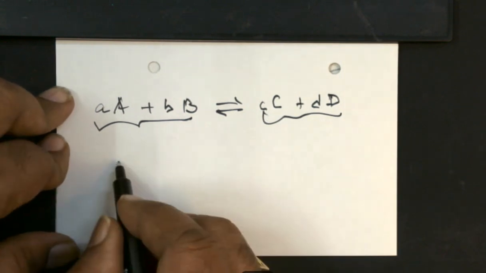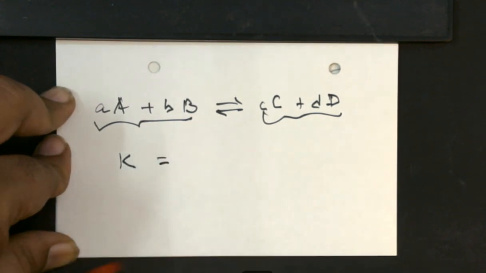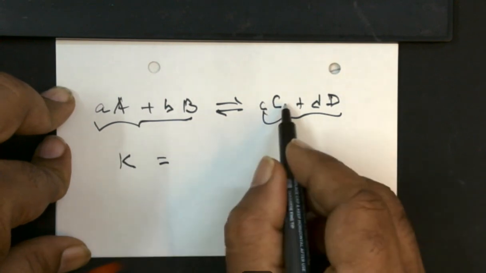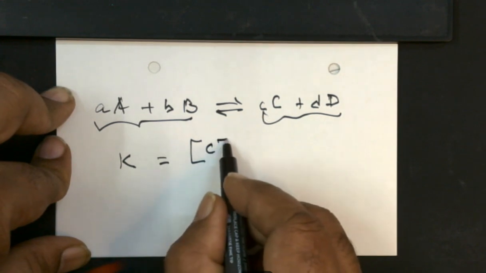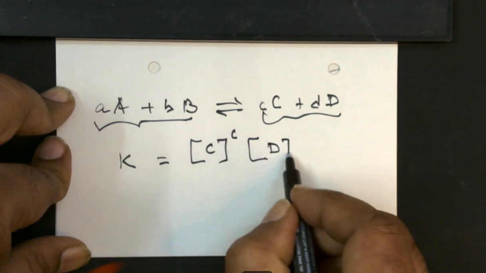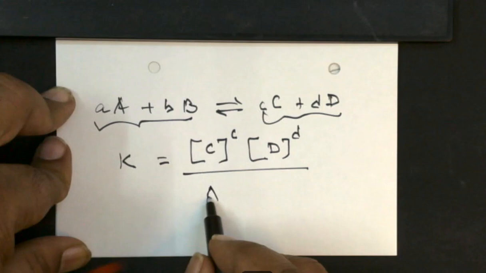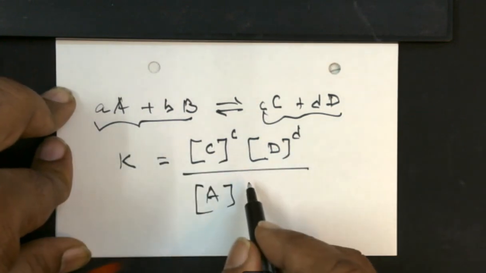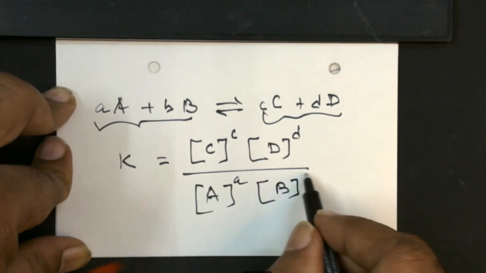Now according to the law of mass action, the equilibrium constant is given by what? The product of the concentration of products, so [C] to the power c into [D] to the power d, whole divided by the product of concentrations of reactants raised to their molar coefficients as powers, so [A] to the power a and [B] to the power b.